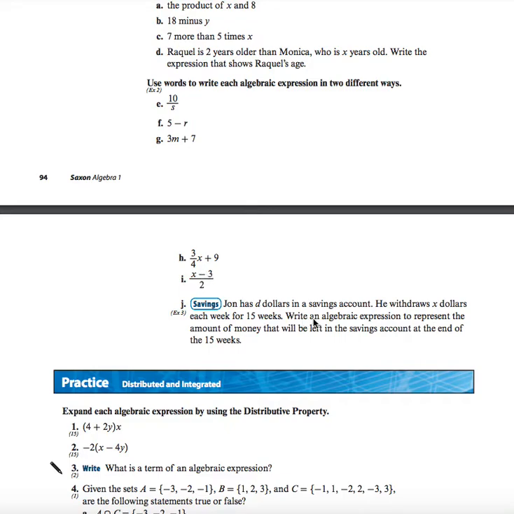John has d dollars in a savings account. He withdraws x dollars each week for 15 weeks. Write an algebraic expression to represent the amount of money that will be left in the savings account at the end of 15 weeks. So he's got d dollars, and he's withdrawing x dollars for each of the 15 weeks, and you're subtracting in this case. So you would say that it's d minus 15 times x. d minus 15x.